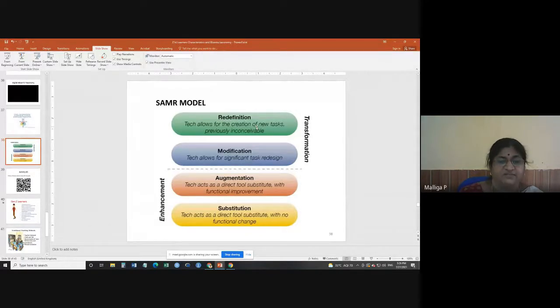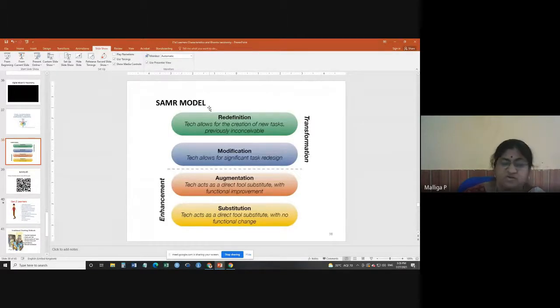Modified, the same assignment, you are giving a new task for it, right? So that is called the SAMR model. So using these tools and techniques in your teaching learning process, you can definitely inculcate these 21st century learning skills. So they will be able to communicate, collaborate, think, actively participate, and all those things.